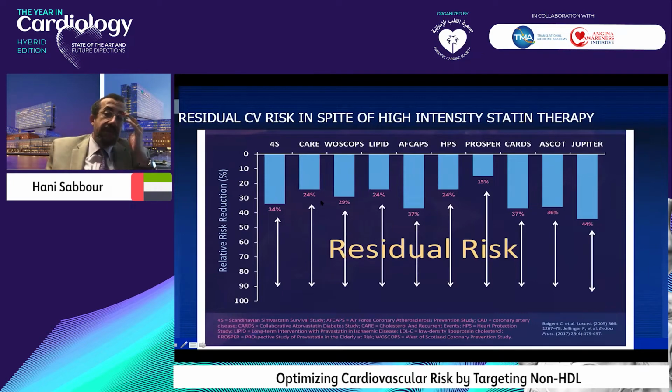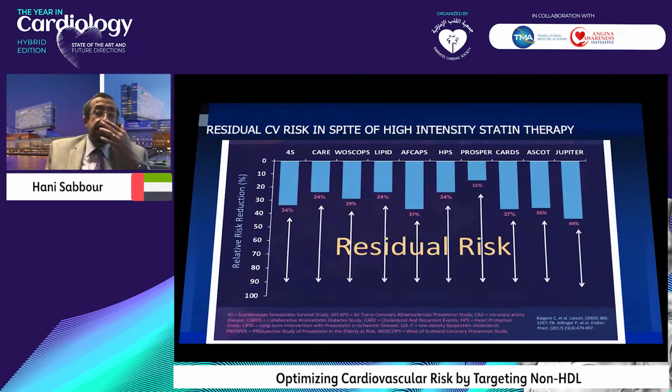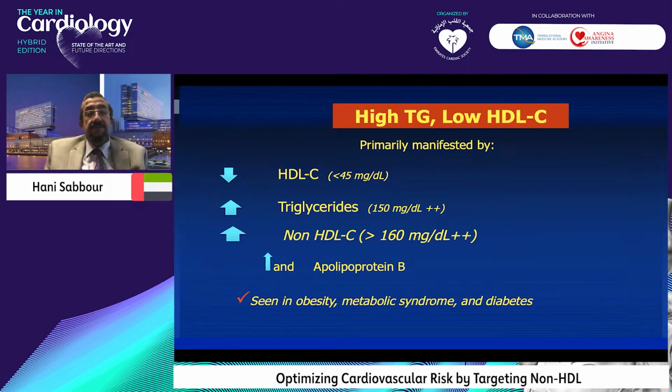And if you look at all of the previous statin studies, 4S, CARE, Jupiter, PROSPER, whichever, you can basically lower the risk by somewhere between 30 to 40%, but there's about 70% of events that still happen in the active treatment arm. And this is what we really have to think about, beyond what the statin can provide.